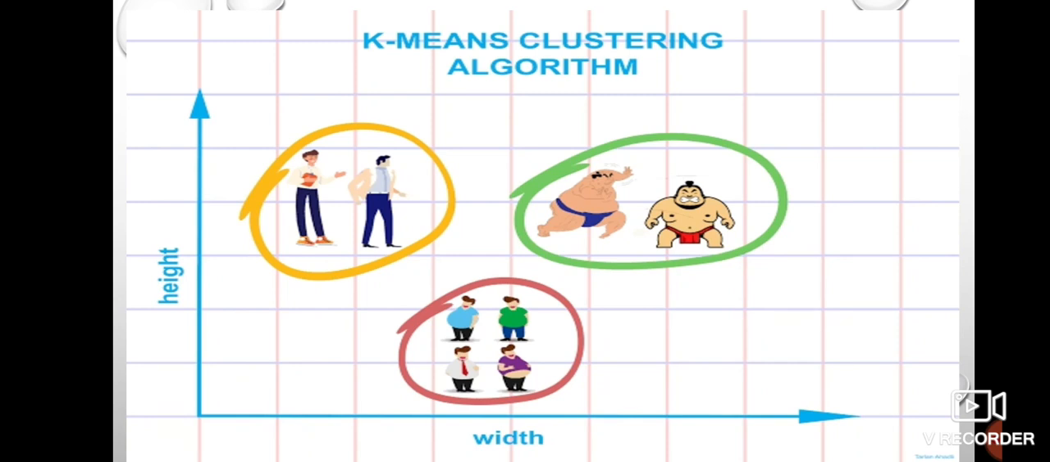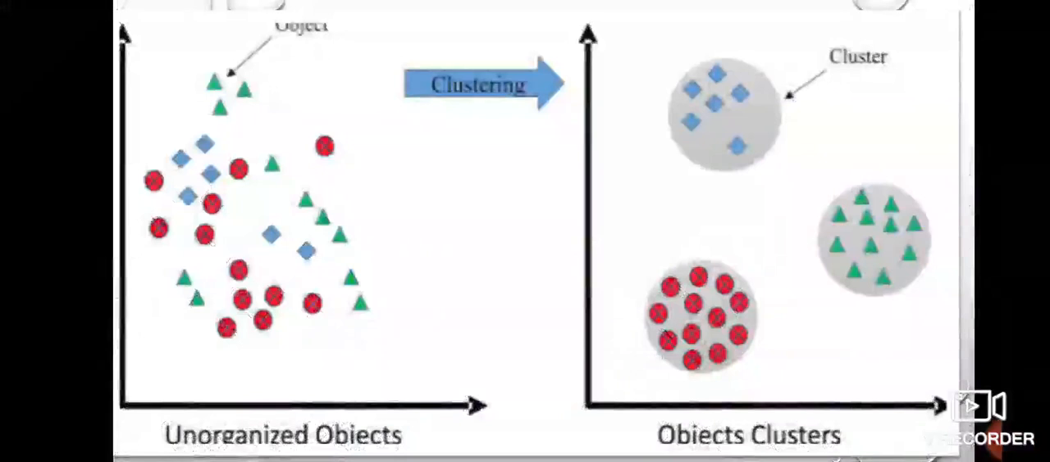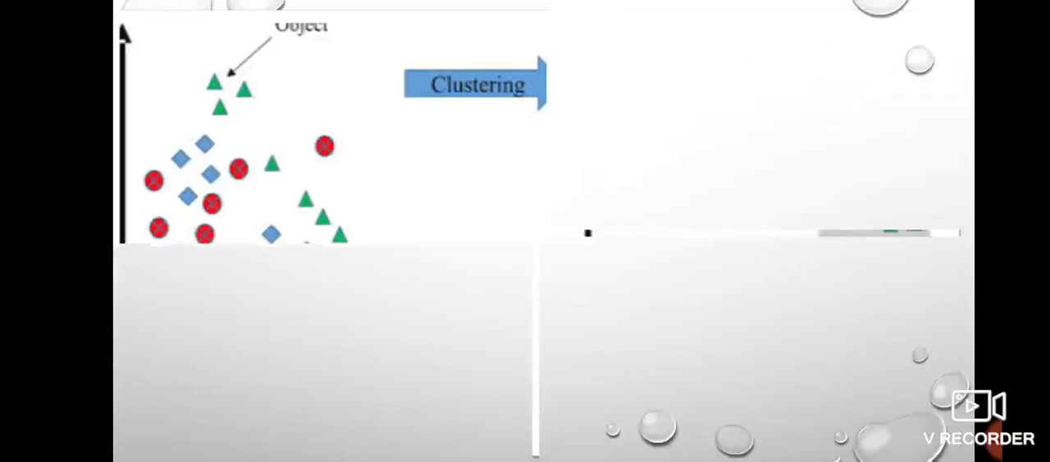Here my n is equal to 8 and my k is equal to 3, and n number of data are grouped into three clusters. So here you can see that I'm having some unlabeled data, and after applying the K-means algorithm, these data are labeled and divided into three clusters such as green, blue and red. So here you can see that I'm having some unorganized data, that is, blue, green and red data are mixed up, and after applying the algorithm, my data is separated into three clusters as red, blue and green.